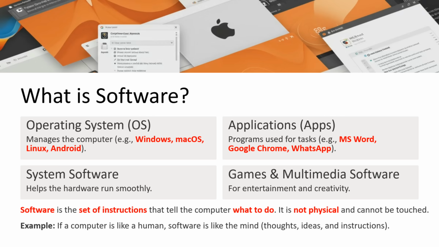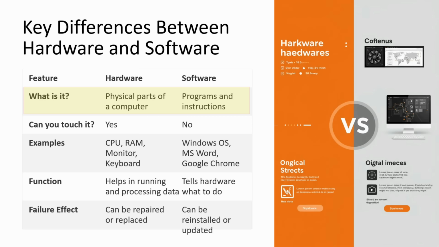What are the key differences between hardware and software? Hardware is the physical parts of the computer. Software is programs and instructions. You can touch hardware, but you cannot touch software. Examples of hardware are CPU, RAM, monitor, keyboard. Examples of software are Windows OS, MS Word, and Google Chrome.